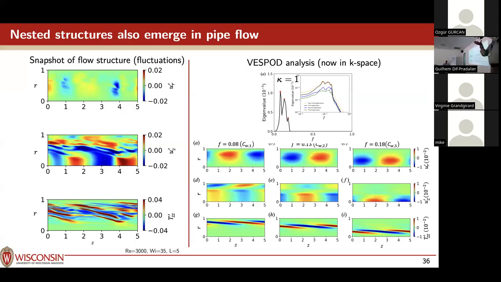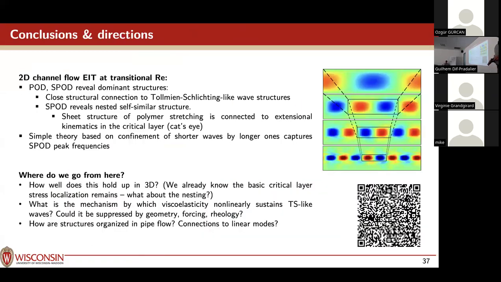So the layer structure that you see in elasto-inertial turbulence is a reflection of these different traveling wave modes with localized critical layers, with the sheets of polymer stress fluctuation in each of those critical layers.